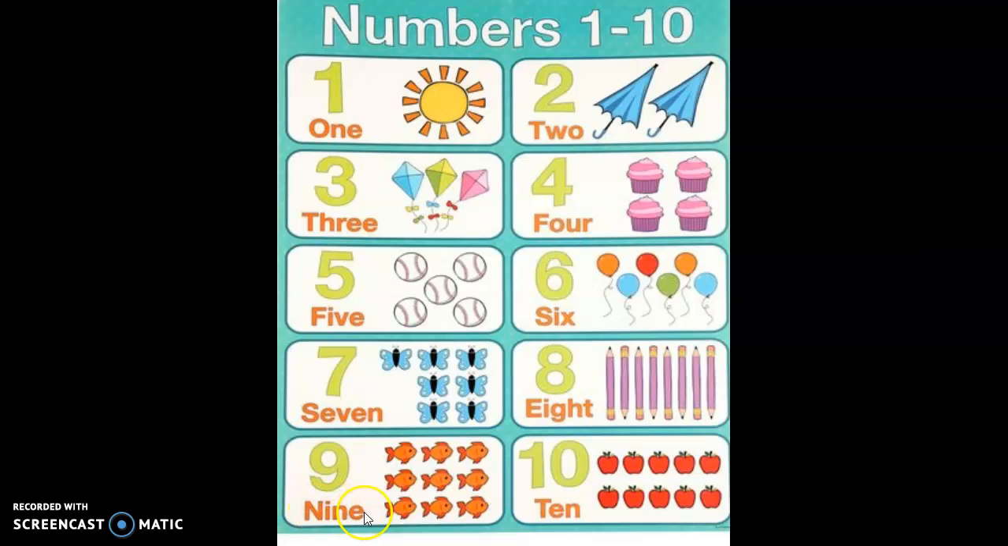Number 9. N-I-N-E, 9. How many fishes are here? 1, 2, 3, 4, 5, 6, 7, 8, 9. Yes, students, there are 9 fishes.